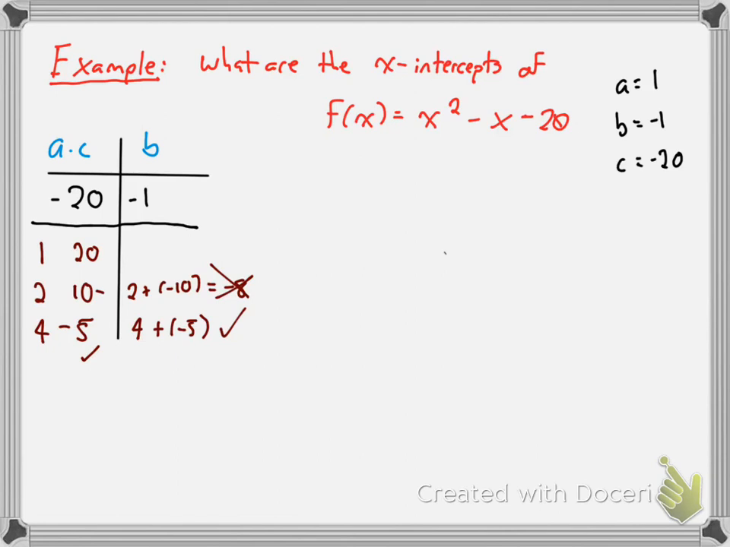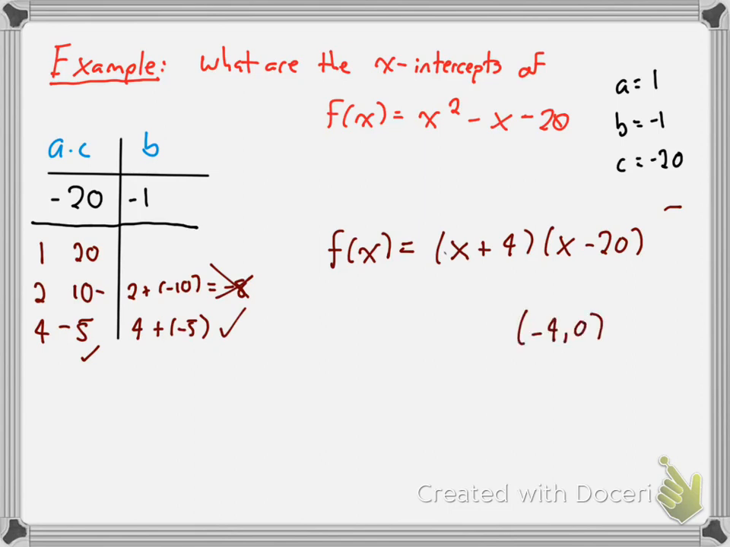So what I'm going to do from here, I'm going to say f of x equals x plus 4 times x minus 5. Now I'm in factored form, and my x-intercepts are negative 4, 0, and 5, 0.